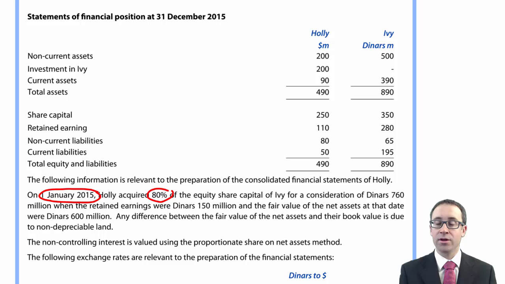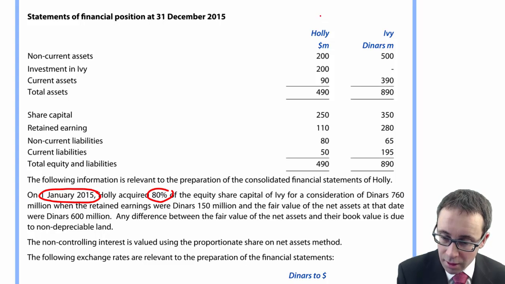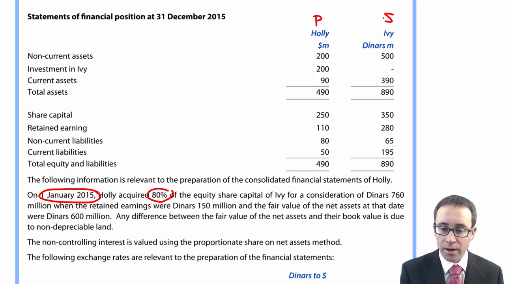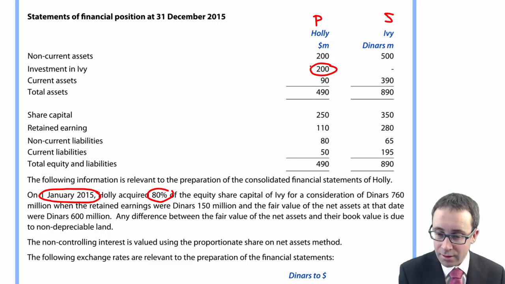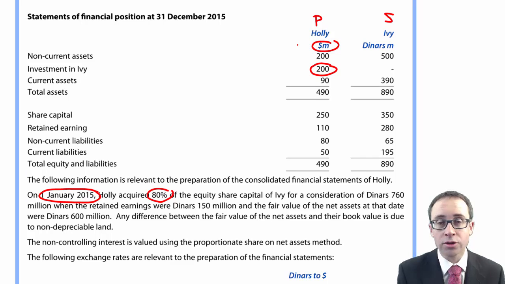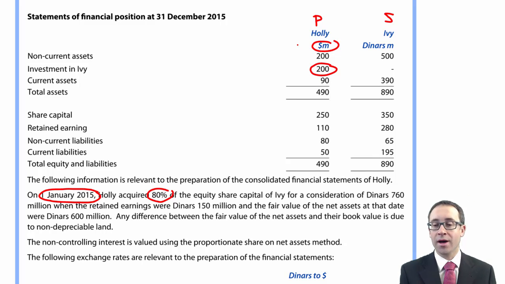So you can see there that we have paid dinars to acquire this subsidiary. If you look at Holly's books on the SFP, Holly is the parent, Ivy is the sub. You can see that the investment in Ivy is there as $200 million. Ivy's functional currency is the dinar, Holly's functional currency is the dollar. The likelihood is that the group accounts will be prepared in the dollar as well.